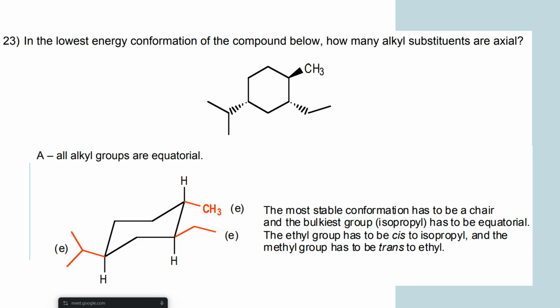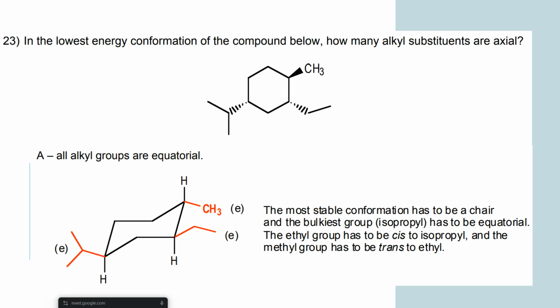If we draw it in such a way that the 2 and 4 position substituents are in cis fashion, which means they will be on the same face, then we have to put the alkyl substituents such that the methyl group is on the opposite face from the other two substituents, and the other two substituents are cis to one another.